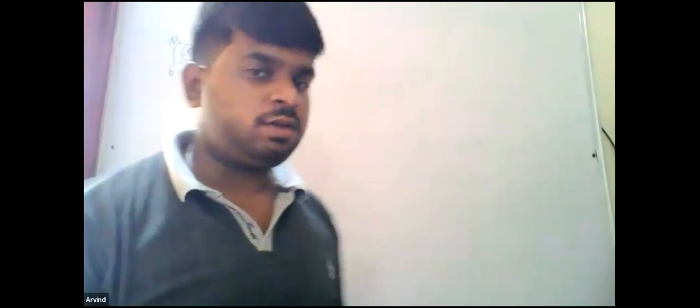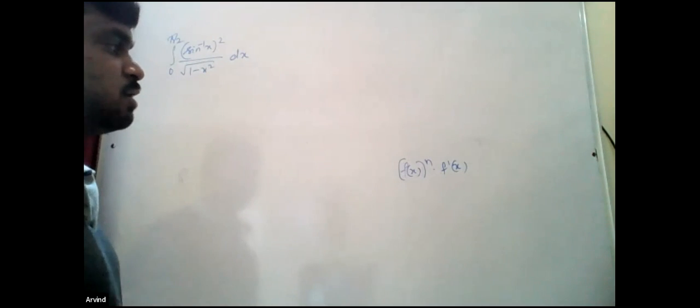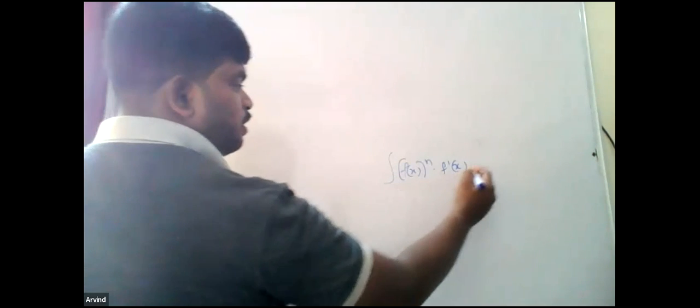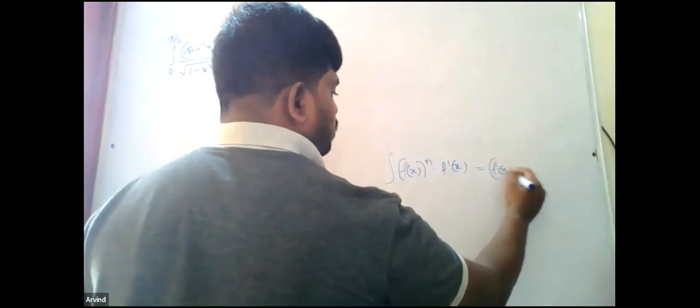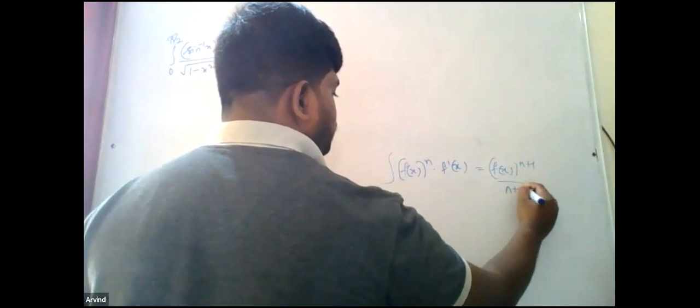Okay, I'll help you out. Listen, I've given you this formula: f of x whole power n into f dash of x. Sir, pi cube by 24. Pi cube by 24, yeah, very good, that's correct. So if it is an integral like this, then you can write it as f of x whole to the power of n plus 1 divided by n plus 1. I gave you this formula.